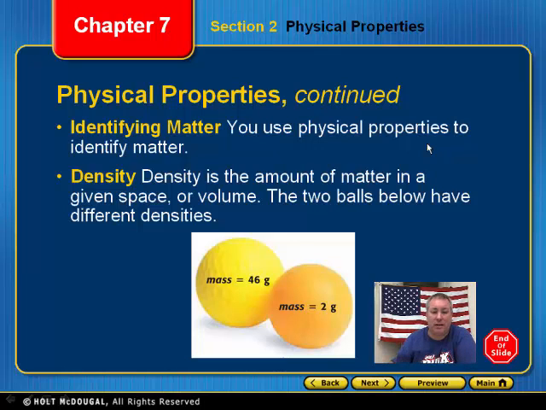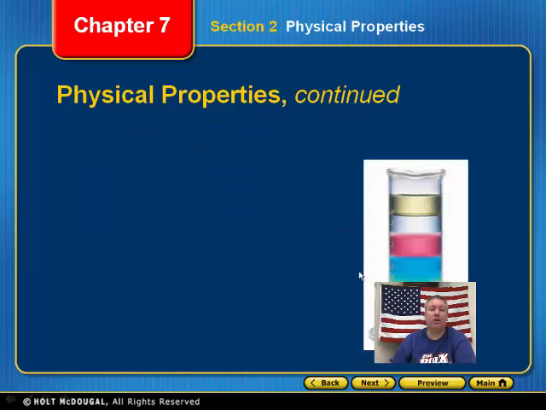If you look at those two balls right there, this one right here is a golf ball, this one here is a ping pong ball. They both have the same size. The ping pong ball and golf ball are about the same size, but one is more dense than the other. The reason why the golf ball is more dense is because there's more matter inside of there, and there's less matter inside of the ping pong ball. Okay? So we talk about that.